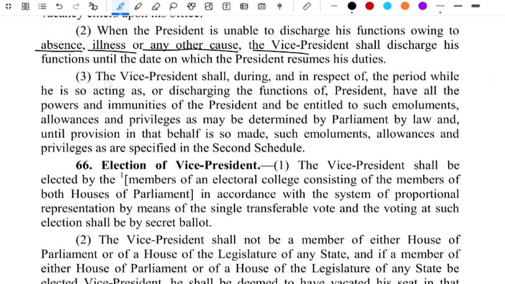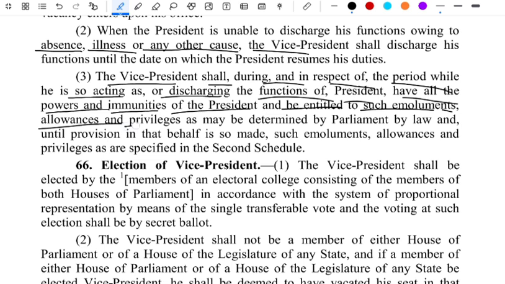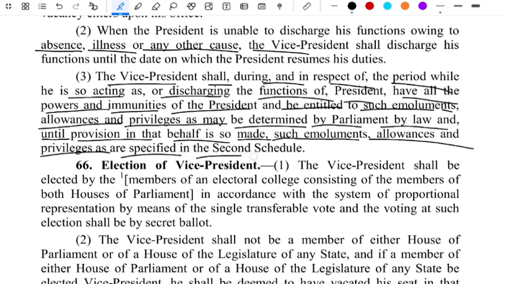Okay, and the Vice President shall, in respect of the period while he is acting as or discharging the functions of the President, have the powers and immunities of the President. He is to be entitled to such emoluments, allowances, and privileges as may be determined by Parliament by law, and until provision in that behalf is so made, such emoluments, allowances, and privileges are as specified in the Second Schedule.